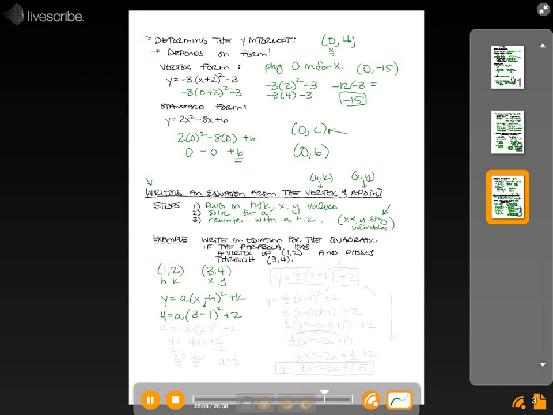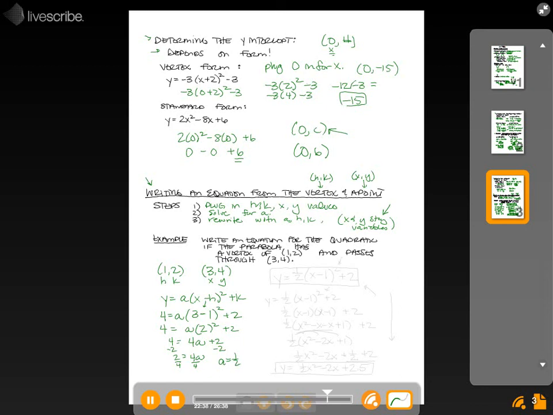First thing we want to do is simplify the parentheses. Well, 3 minus 1 is 2, squared, with the a out in front, plus 2, that equals 4. Next thing I want to do is square that 2. So we end up getting 4a plus 2 equals 4. Let's subtract 2 from both sides. Now it's an easy algebra problem. 4 minus 2 is 2, equals 4a, divide by 4. So a is 1/2. That's the end of step 2.